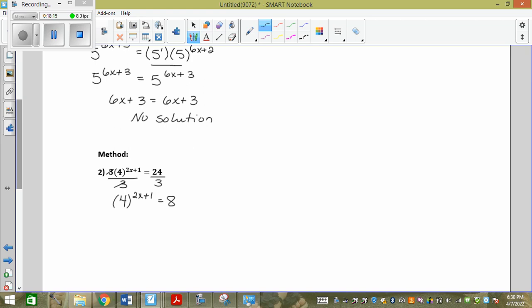Now you could make them the same base, or you can convert to a log. I'm going to convert to a log. So the base of my exponent becomes the base of my log, so log base 4. What's with it doesn't stay with it, so it's going to be of 8, equals 2x plus 1.